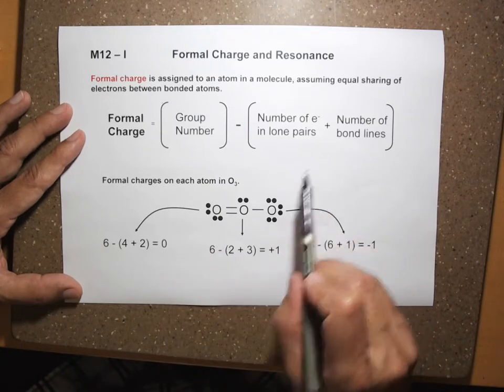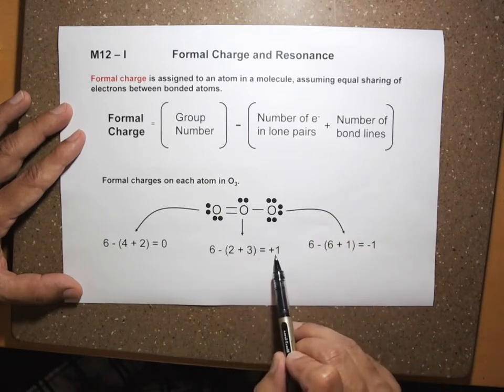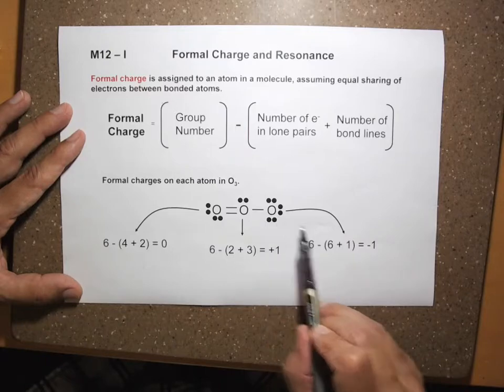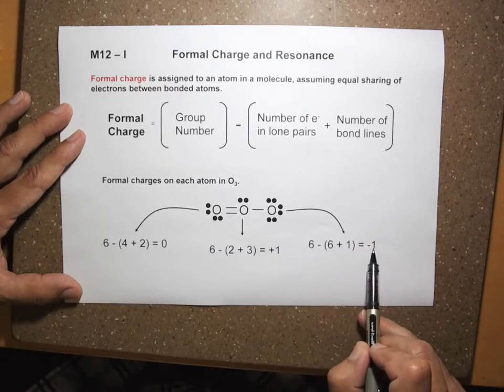I apply the same formula to this oxygen. I'll see its formal charge is +1. Here, formal charge of -1. How are these formal charges used?